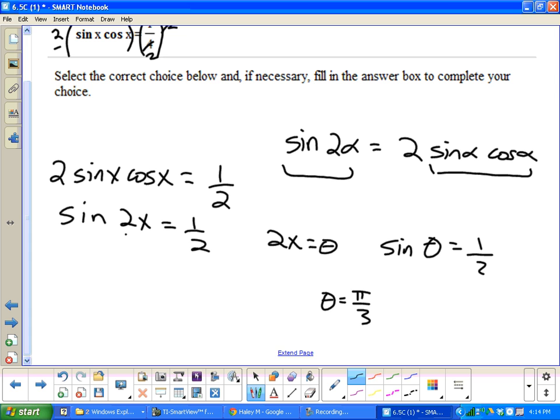Oh, I think I said that wrong. That's not pi over 3. Sine would be 1/2 at pi over 6. Okay. And 5 pi over 6. Now, because we had this coefficient, because we had to use that double angle, I'm going to have to find all my solutions. So I need to say my general solution here plus 2 pi n.